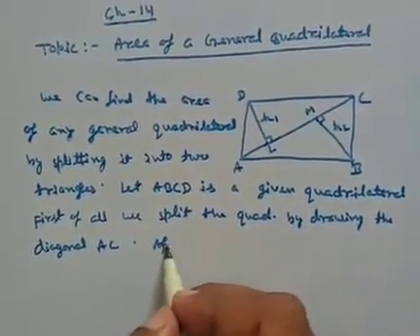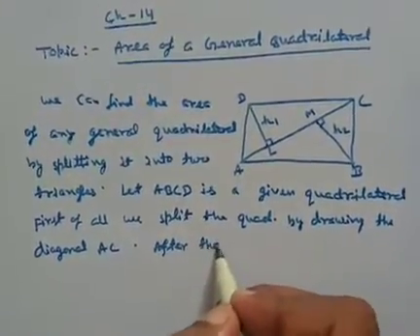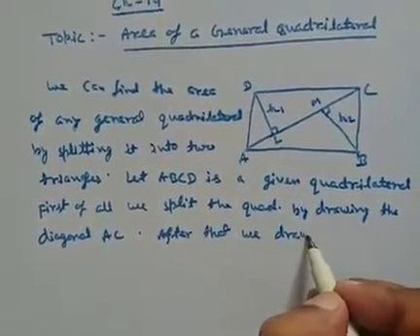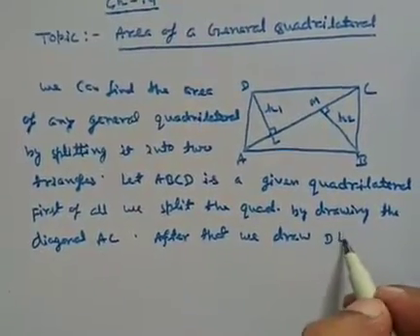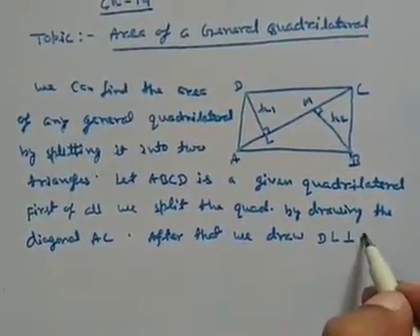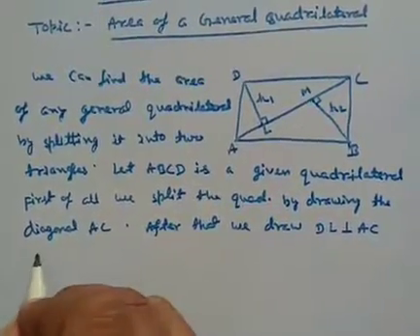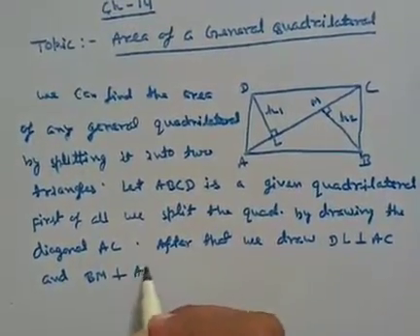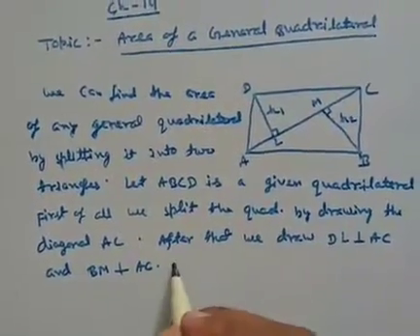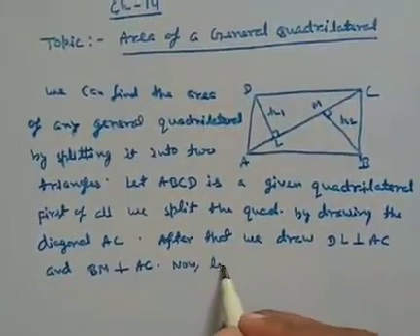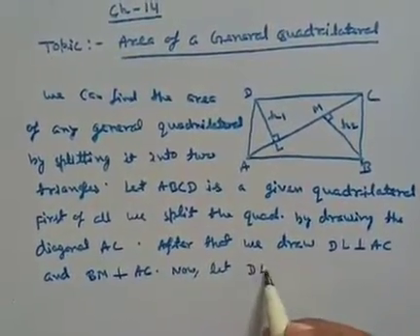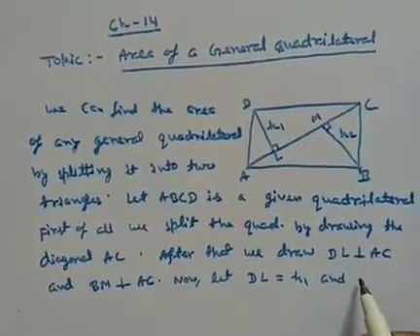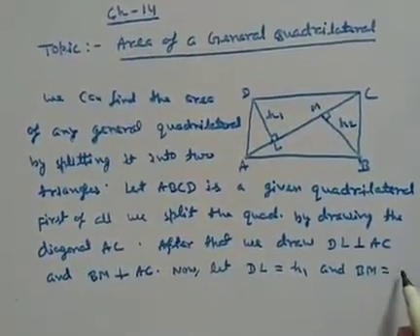After that, we draw DL perpendicular to AC and BM perpendicular to AC. Now let DL equal to H1 and BM equal to H2.